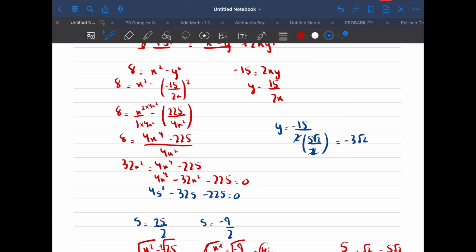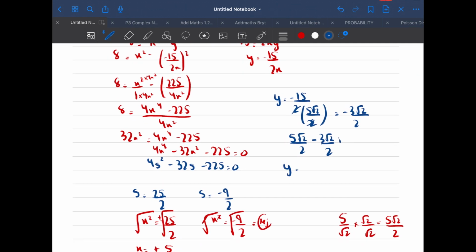Minus 3 under root 2 over 2. So my first root will be 5 under root 2 upon 2 minus 3 under root 2 upon 2 iota. Now let's find out the second root. Y is equal to minus 5 under root 2 over 2. 2 cancels out, minus minus cancels out, and it's going to be positive 3 under root 2 over 2. So my second root will be 5 upon 2 under root 2 minus 5 upon 2 under root 2 plus 3 under root 2 upon 2 iota.